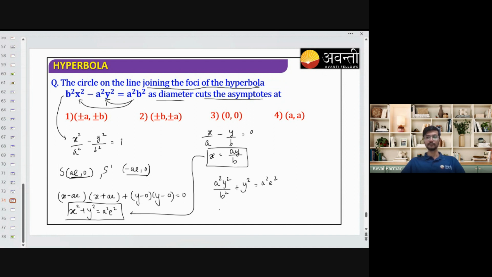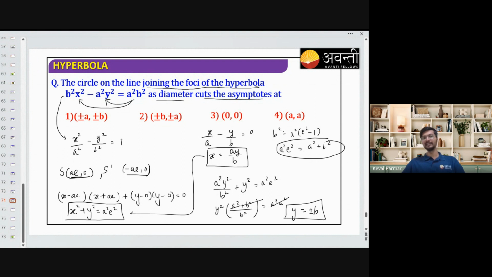So a square plus b square upon b square times y square equals a square e square. Now, we know the formula of eccentricity, which is b square equals a square into e square minus 1. So what is a square e square from here? It is a square plus b square. So these both are the same, which means I can cancel out both. So I'll get the value of y as plus minus b. And as you can see in the options, only one of them, option 1, has the value of y as plus minus b.